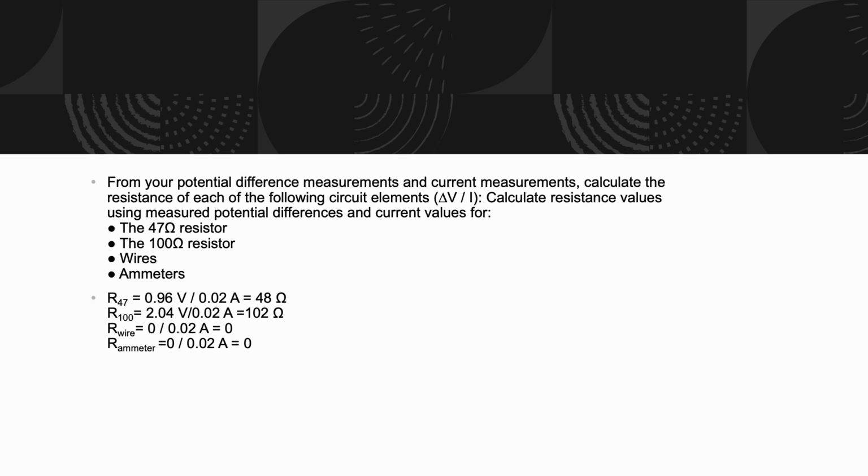For this part of the experiment, we have to calculate the resistance values. For the 47 ohm resistor, R is equal to 0.96 volts divided by 0.02 ampere, which is 48 ohms. R100 is equal to 2.04 divided by 0.02, which gives 102 ohms. And the resistance of the wire and ammeter is equal to 0.